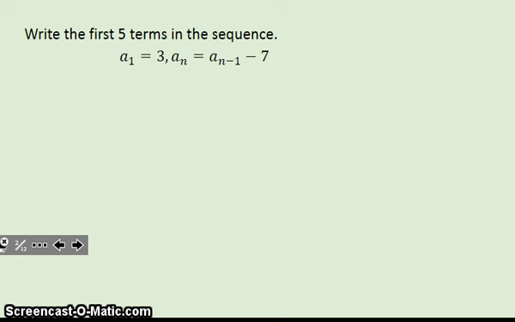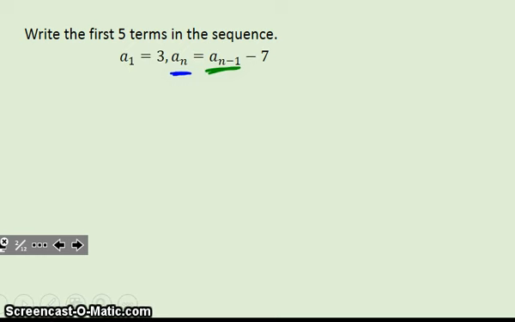Alright, so here's my first recursive equation. I want you to write that down and then I will demonstrate how you use that. So a sub n minus 1. We already know about a sub n. We've been using a sub n with our explicit equations. A sub n is the term we're on now, the nth term. A sub n minus 1 is the term that comes before the one I'm on now. So that's what that means.